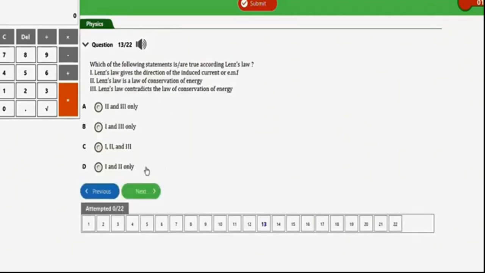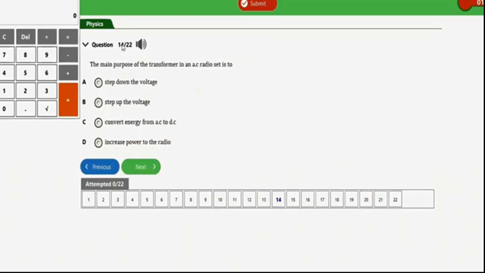It says, which of the following statements are true according to Lenz's law? We have: Lenz's law gives the direction of the induced current or EMF. That's correct. Lenz's law is a law of conservation of energy. That's correct. Lenz's law contradicts the law of conservation of energy. This is wrong. So the right option is I and II, which is option D here. I and II only. Okay. Next question will be this one.